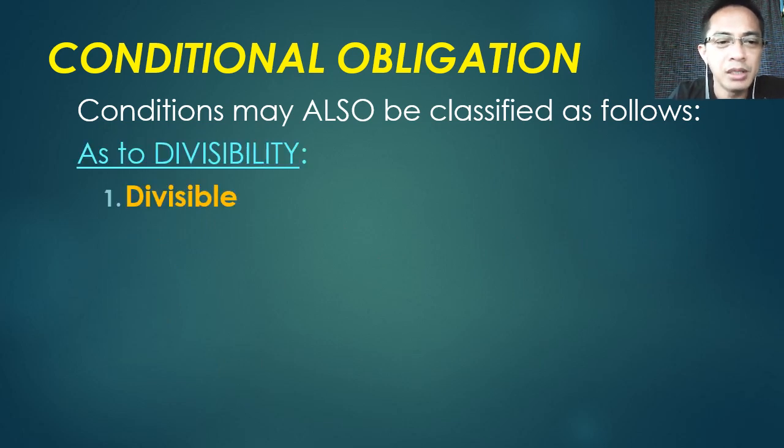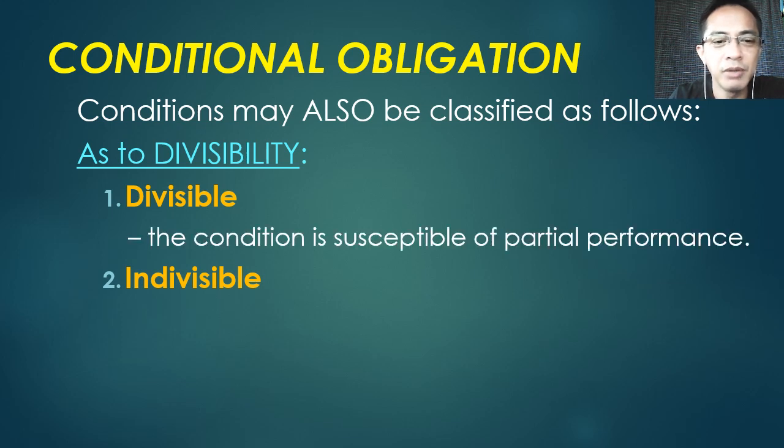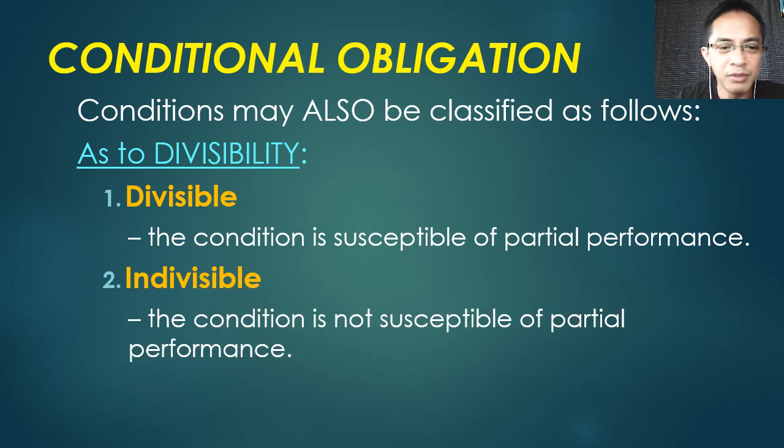Conditions may also be divisible or indivisible. Okay, divisible if the condition is susceptible of partial performance. Okay, for example, I will give you 1,000 if you will jump 100 times. Okay, so pwede na siya partial performance. 25 lang muna, then 50, 75, 100. Okay, so divisible siya. Indivisible class is a condition that is not susceptible of partial performance.